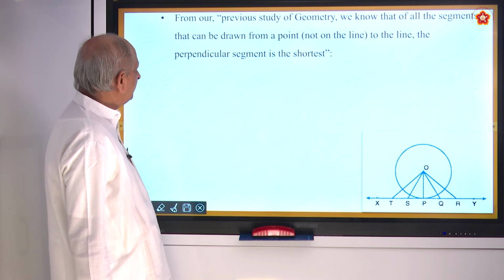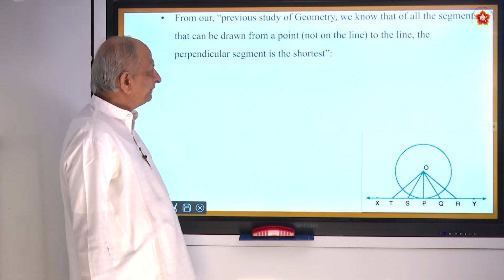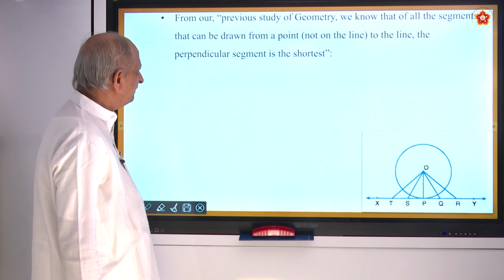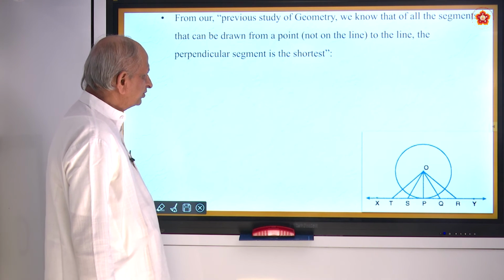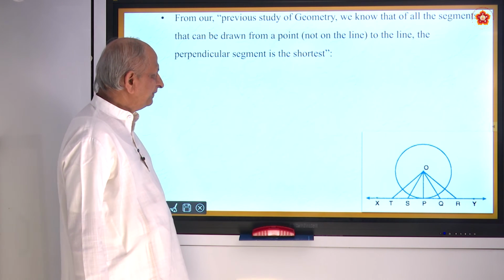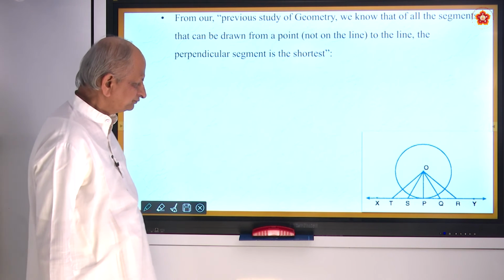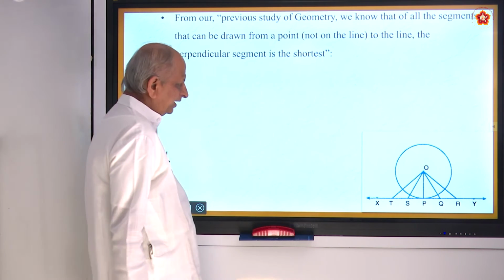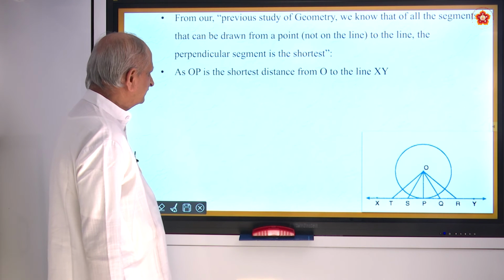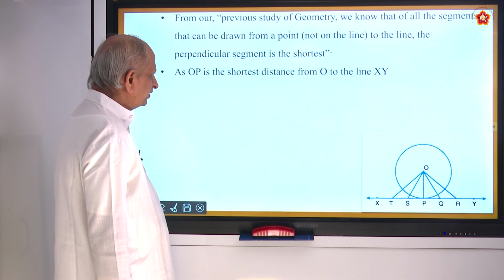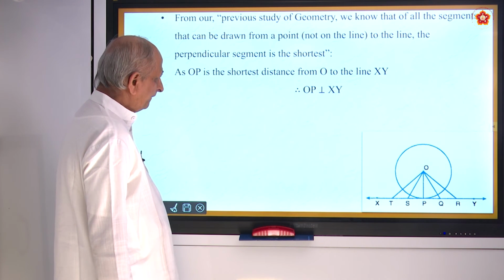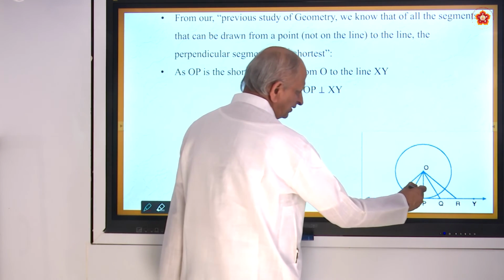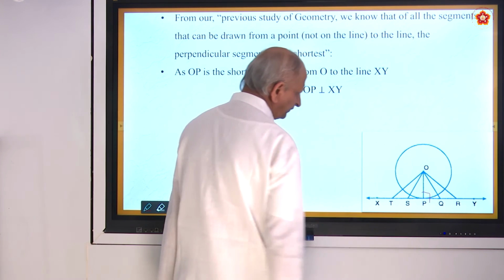And one more thing is, from a previous study of geometry, we know that of all segments that can be drawn from a point to a line, the perpendicular segment is the shortest. So OP is the shortest out of all other lines. So we call it the radius. So OP is perpendicular to XY, means the angle becomes 90 degrees.